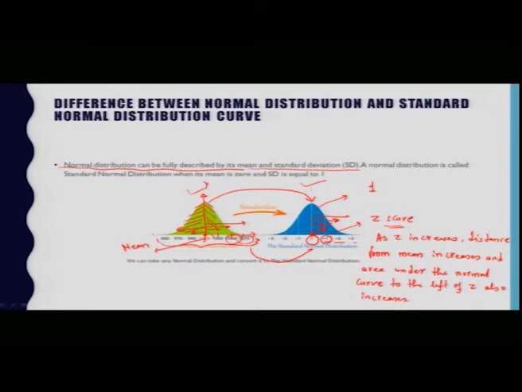So, how will we calculate this Z score? There is a formula through which we can calculate this. Z equals x minus x bar upon SD. This is the formula through which we calculate this Z score, where x is any value, x bar is the mean, and this is the standard deviation, as you are now aware.